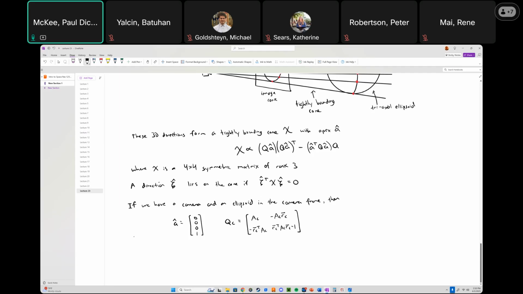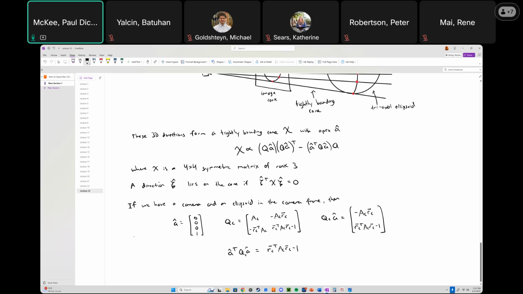Okay. Now we're trying to build chi. So one of our steps is we're going to need Q A hat. Q_C A hat is just going to work out to be negative A_C r_C. It's going to be a 4x1. And then r_C transpose A_C r_C minus 1. And then finally, A hat transpose Q A hat, Q_C A hat, hopefully isn't too surprising. It's just going to be r_C transpose A_C r_C minus 1.